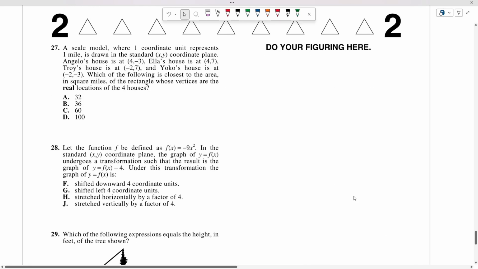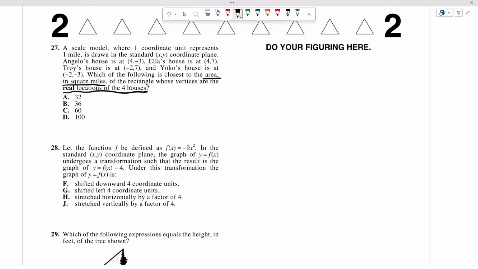Number 27, a scale model where one coordinate unit represents 1 mile is drawn to the standard XY coordinate plane. Angel's house is at 4, negative 3. Ella's house is at 4, 7, and so on. It's going to give us all the coordinates. It's asking us which of the following is closest to the area in square miles of the rectangle whose vertices are the real locations of the four houses. Okay.